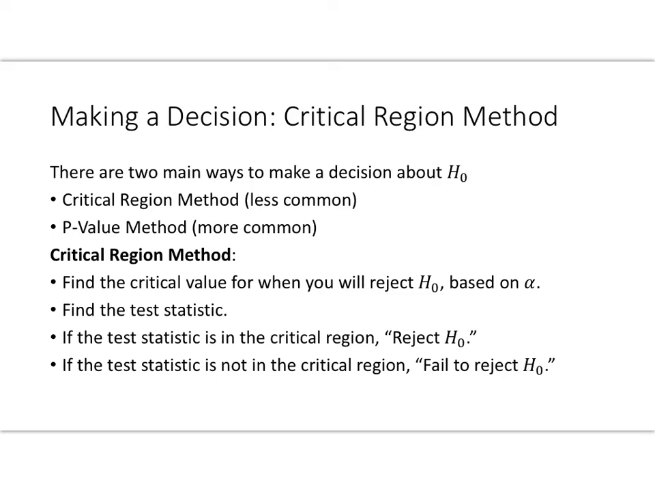So the critical region method. There are two main ways to make a decision about the null hypothesis: the critical region method, which is less common, and the p-value method, which is more common. In the critical region method, you first find the critical value for when you will reject the null hypothesis based on alpha, find the test statistic, and if the test statistic is in the critical region, you reject the null, and if it's not in the critical region, you fail to reject the null. Again, that is a less common method. We will be using the p-value method.